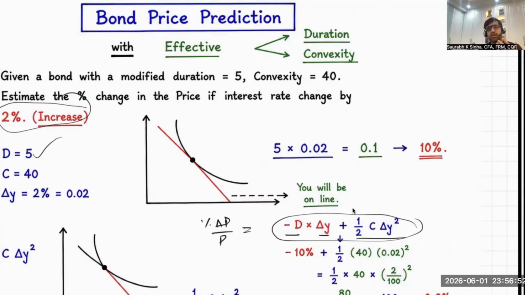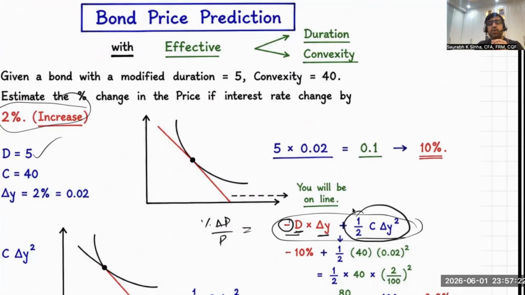It's a very intuitive formula: if interest rate will rise, the bond price will fall; if interest rate will fall, bond price will rise. Therefore, a negative sign. We know the definition of duration is the average percentage change in the bond price due to a 1% change in interest rate. This is the change in interest rate. And we always have to add the convexity adjustment. What is the formula of convexity adjustment? Half C del y square.